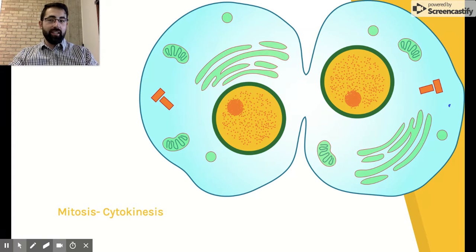Lastly, in cytokinesis, one of the coolest words I've ever heard in science, cytokinesis, remember cytoplasm, the cells fully separate and they pinch off from each other. So each daughter cell is a genetic clone of the parent cell. They have all the organelles and the full complement of DNA as well. So this is called cytokinesis.